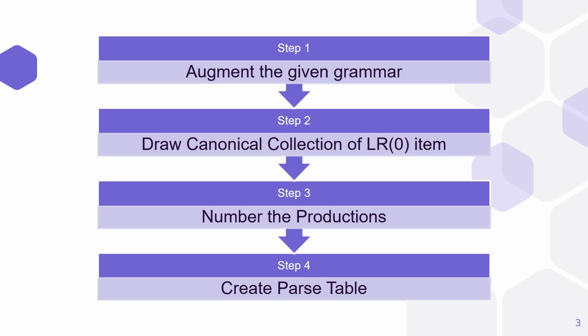Steps to create the parse table for LR0. These are the 4 steps that we need to follow in order to create a parse table for LR0. The first step is to augment the grammar. Second step is to draw the canonical collection of this particular LR item. Third step is to number the production, and fourth is to create the parse table. Just remember these steps. We are going to follow each and every step, and we will be creating a parse table. Taking an example. So let's take an example of a grammar.